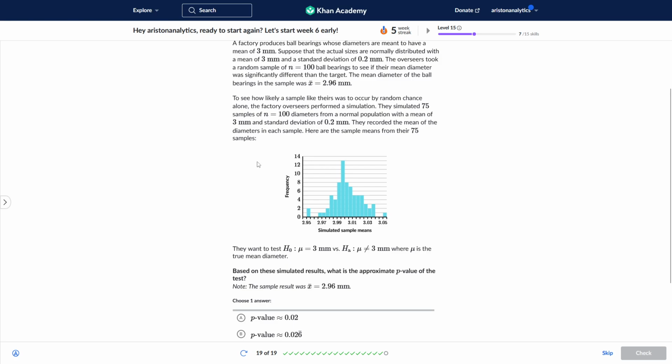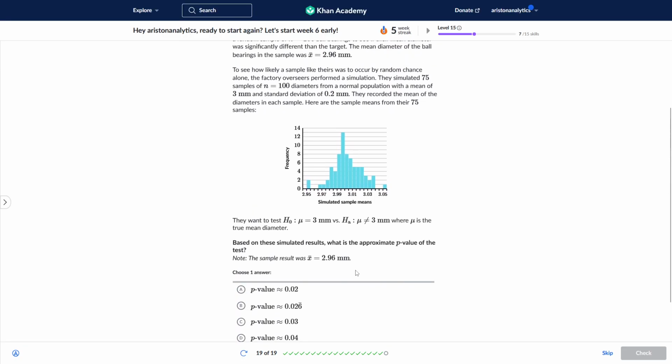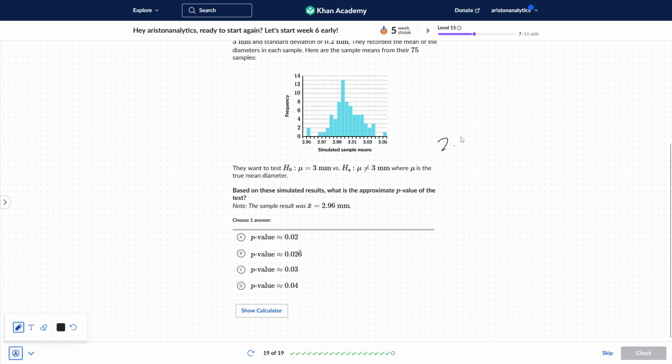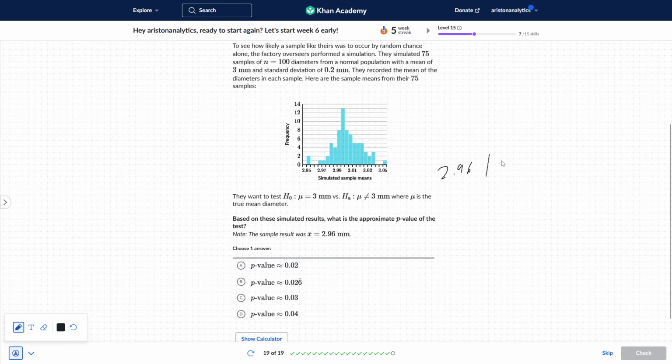X bar was 2.96 mm. X bar is sample. Okay, so 2.96, given that mu is actually 3 mm, X bar, probability of that. How do we calculate this?